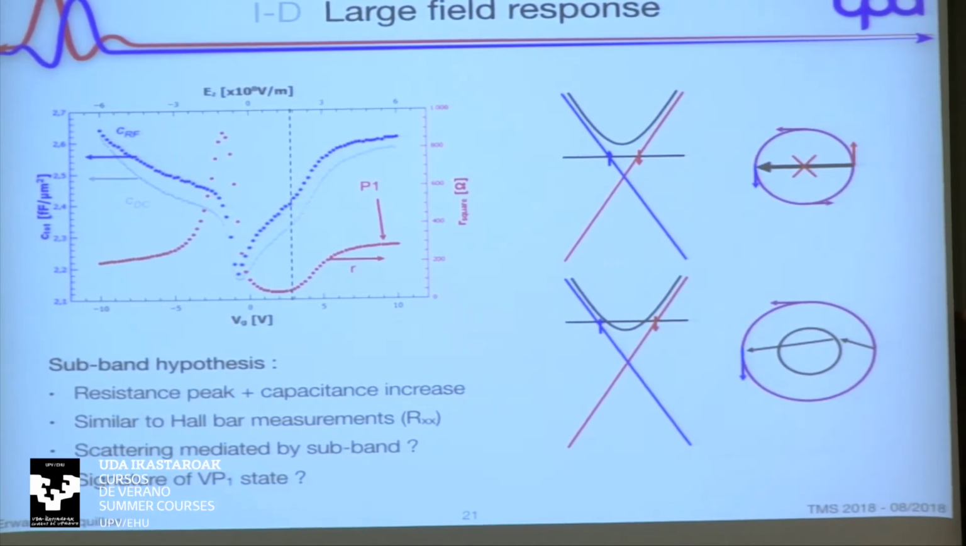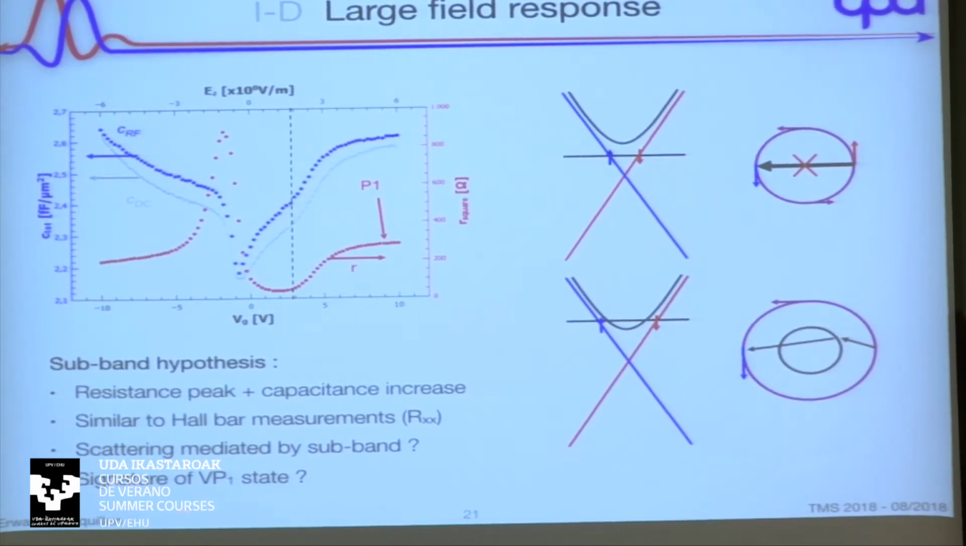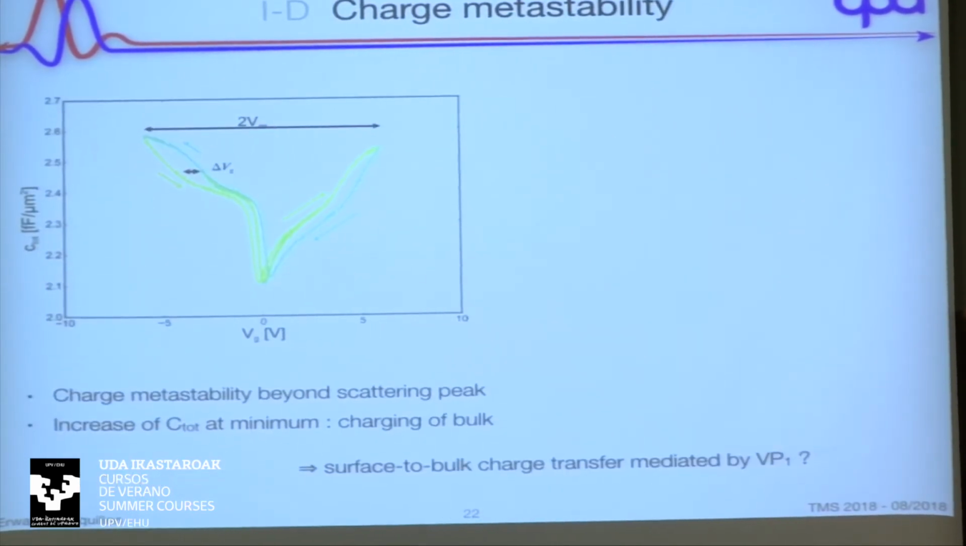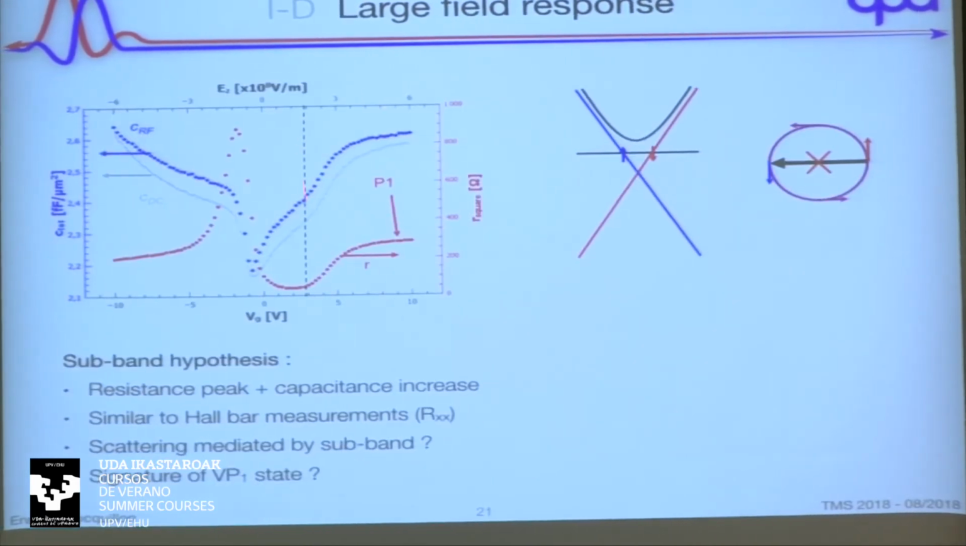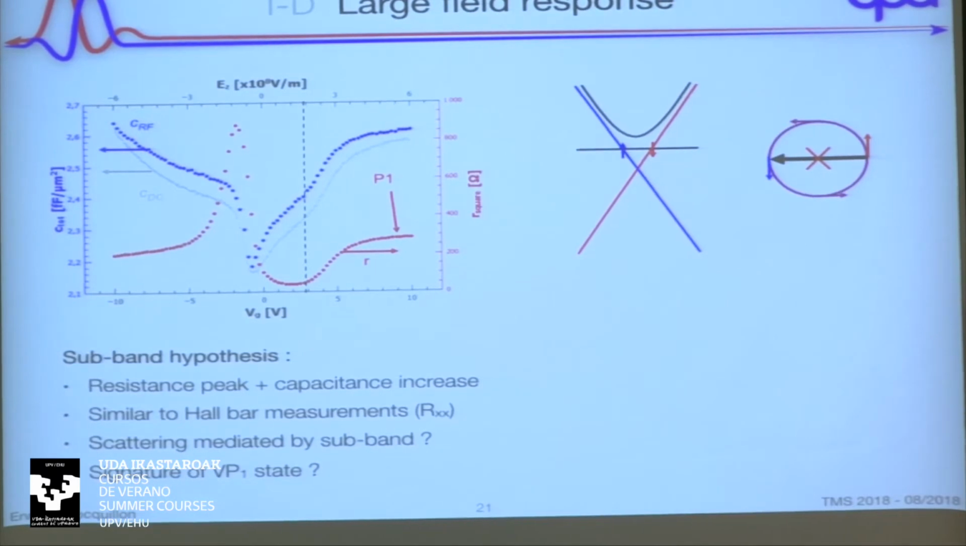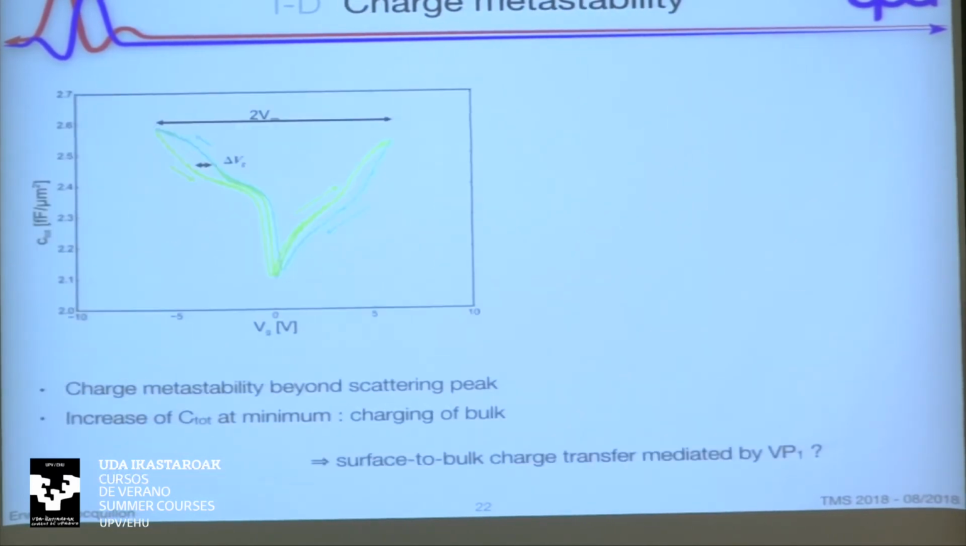I will show you some additional signatures, and I will try to show you that we think this is the first sign of the Volkov-Pankratov excited state. So here I've shown you that there's a decrease in the diffusion constant. There's something else happening at this energy scale.